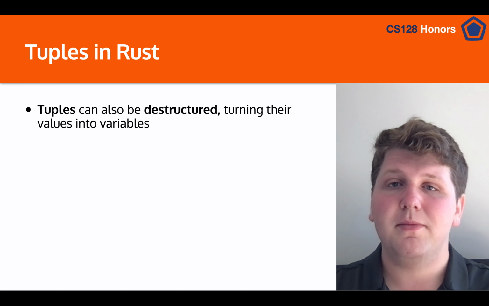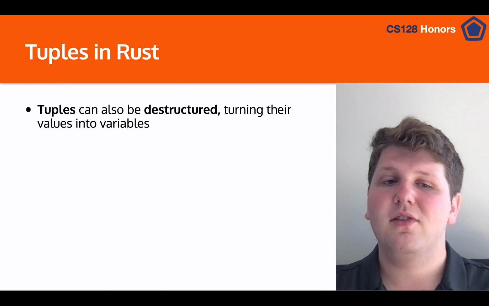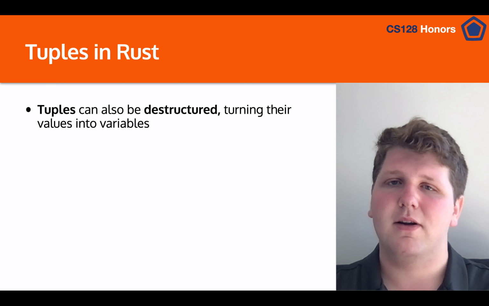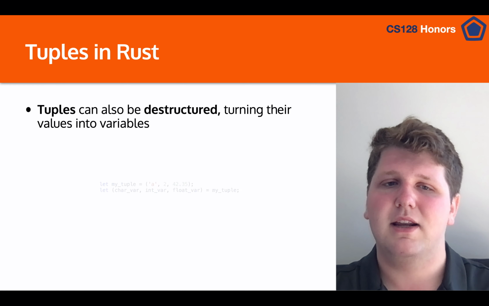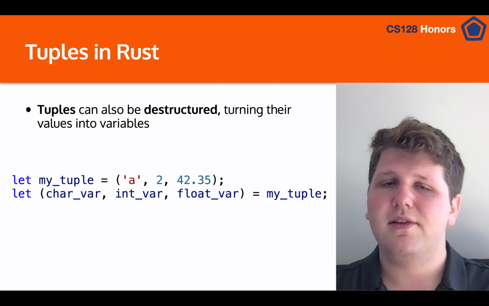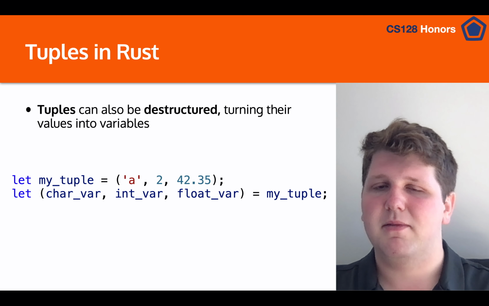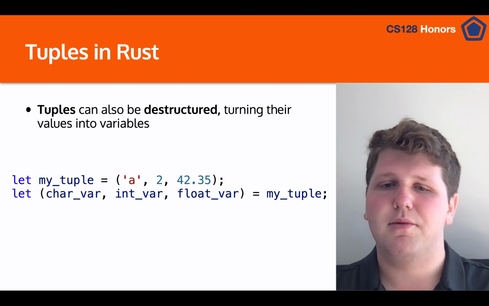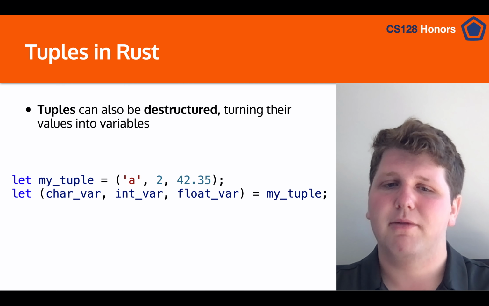Now, tuples can also be destructured, which turns their values into variables. So it's the reverse of creating them. The way you do this is you do let, and then you create the parentheses just as if you were creating a tuple, but instead you put the variable names inside on the left-hand side of the equals, and then you put the tuple on the right-hand side.